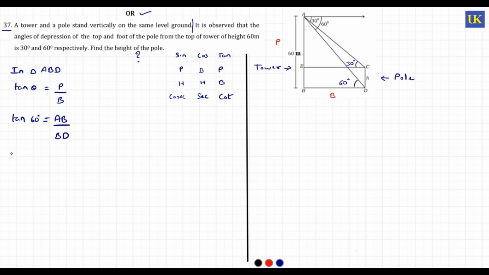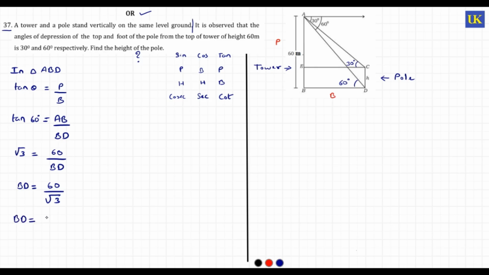Now, tan 60 degree value we know from the table. So you need to know the table. So root 3 is equal to AB, which is 60 meter, and BD is what we wish to find. So we will cross multiply. BD is equal to 60 divided by root 3. So we have to rationalize the denominator now.